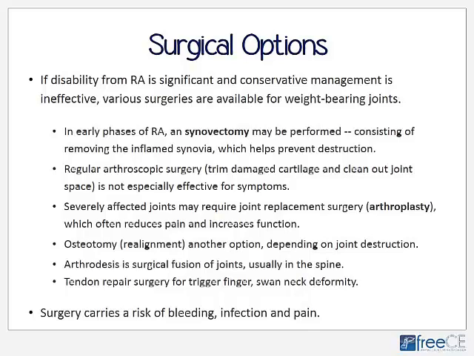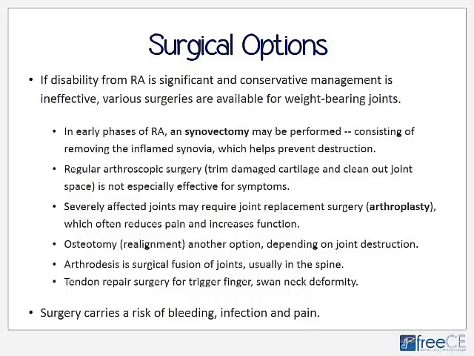With severe RA, complete joint replacement surgery or arthroplasty may be considered, and this does often reduce the pain and increase function. These synthetic joints are made of a variety of metals and plastics. Osteotomy can be considered, which is essentially a realignment of joints. It can be done in the hands, particularly, let's say, the big toe or thumb, which can increase function, but it also depends on the degree of destruction that is there.